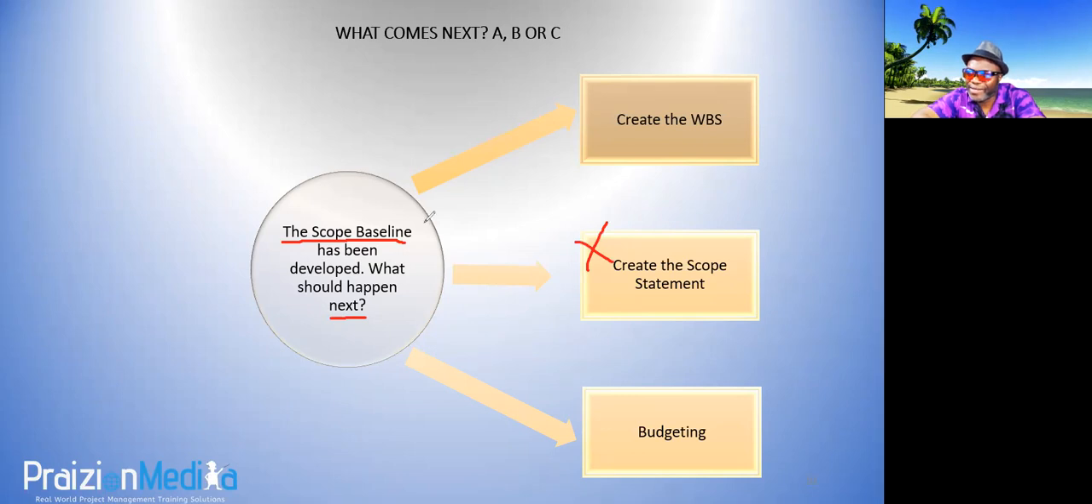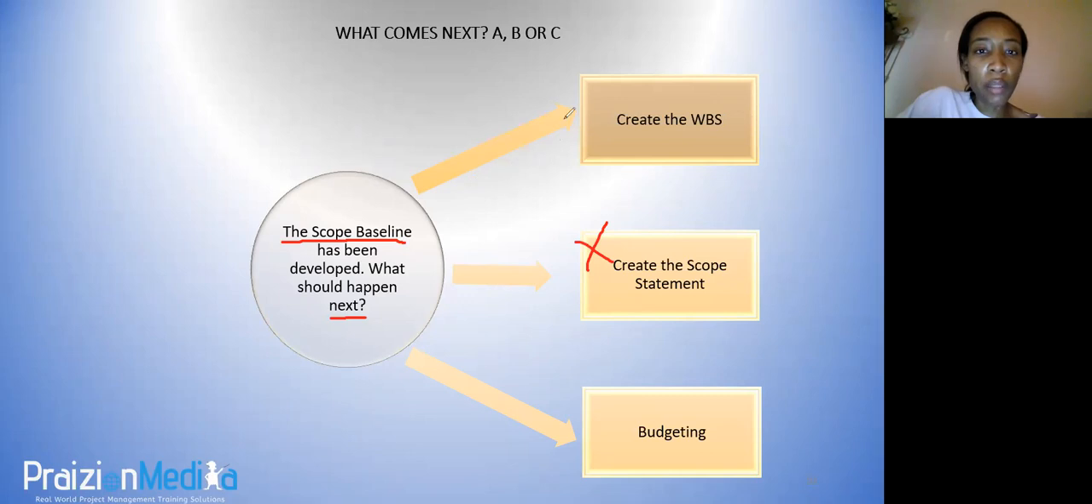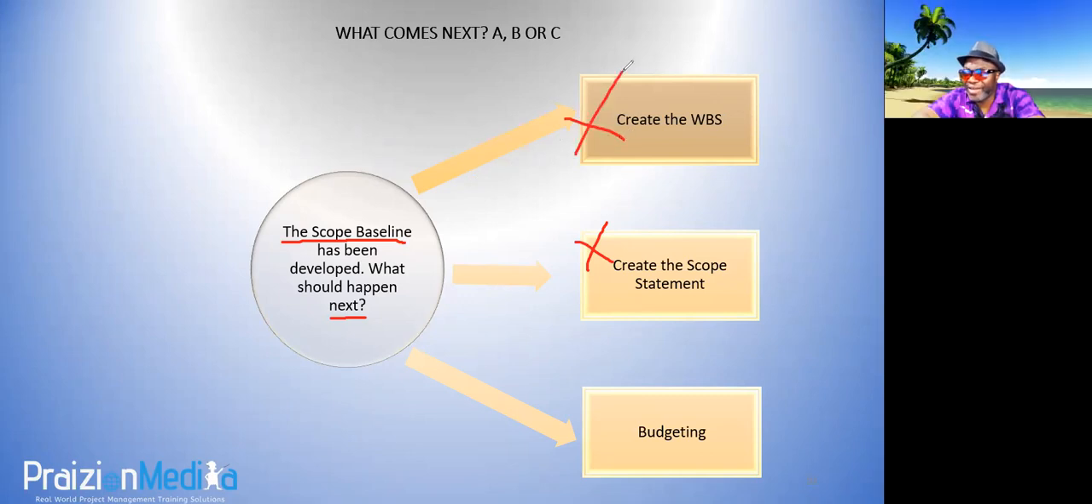And then it says the scope baseline has been developed. In which process do we create the scope baseline? Create WBS. Exactly, we do it in create WBS, so it can't be that. Creating the WBS will give you the scope baseline, and you should have already created the scope statement before getting to create WBS. So the answer has to be budgeting, because by process of elimination, this stuff has already been done before.